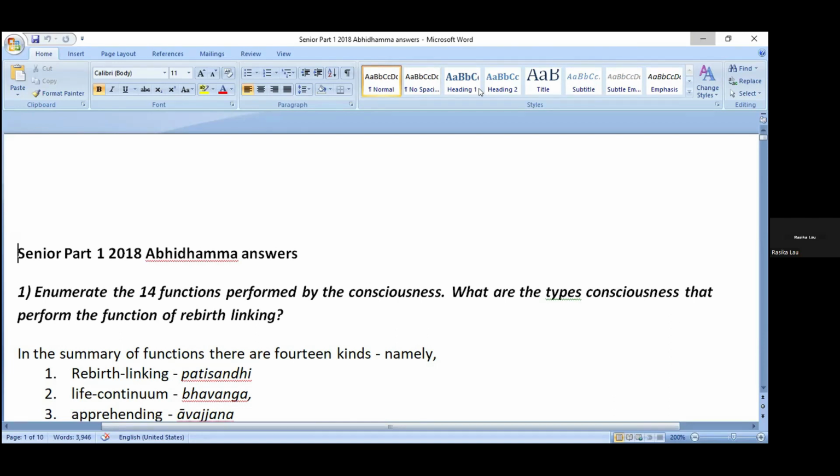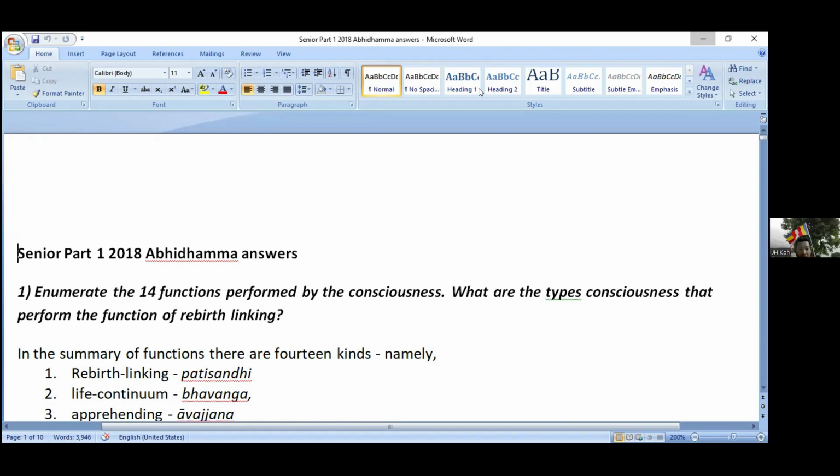What are the types of consciousness that perform the function of rebirth linking? Brother Ko, any idea? Rebirth linking. What are the 14 functions?